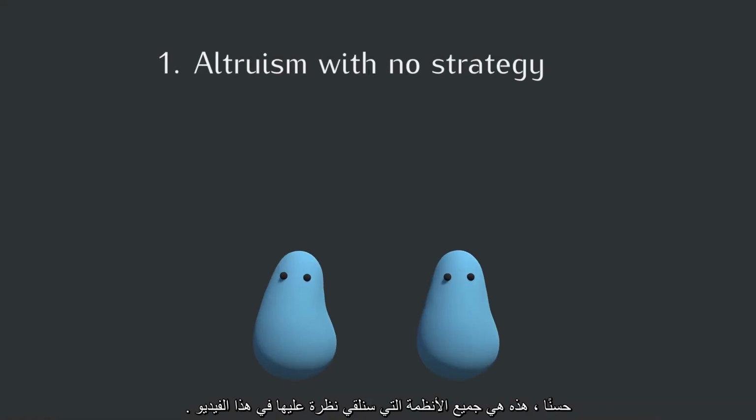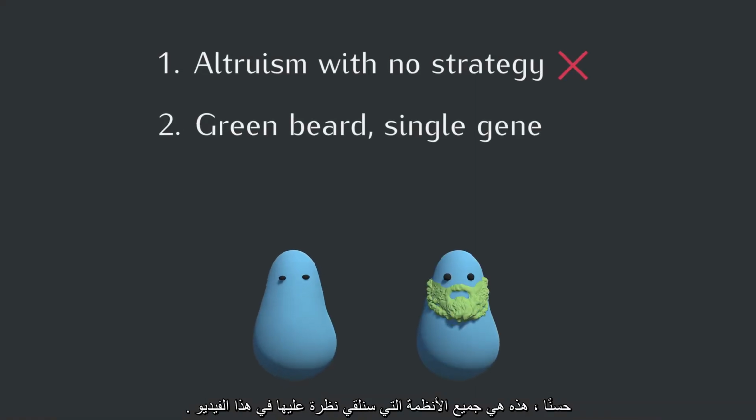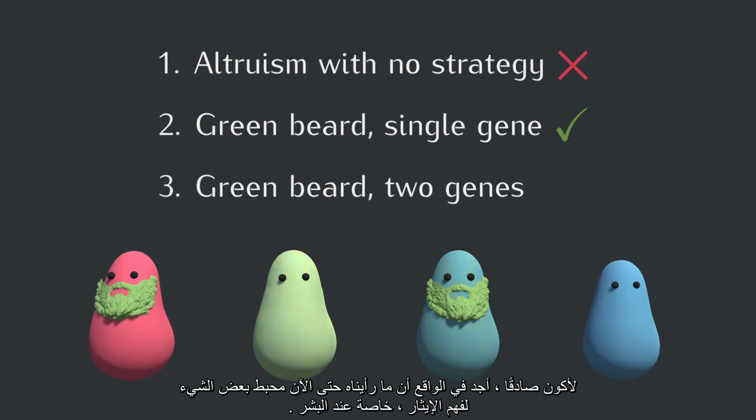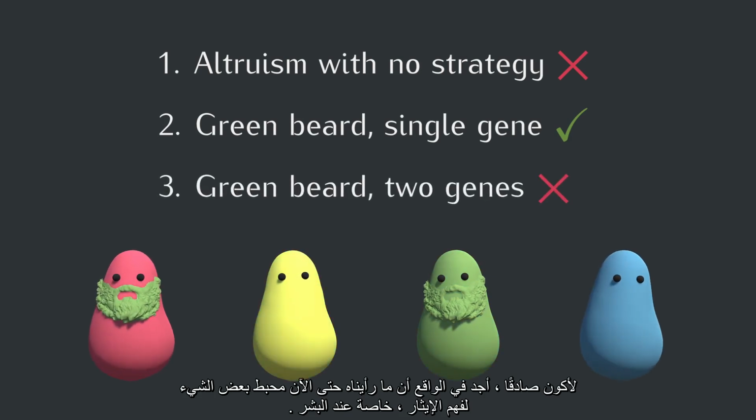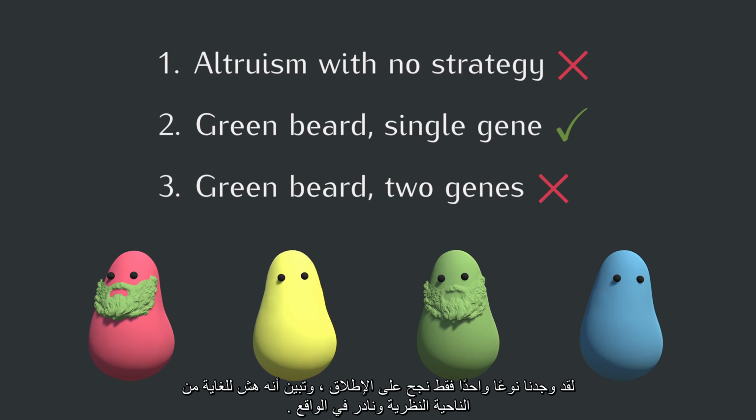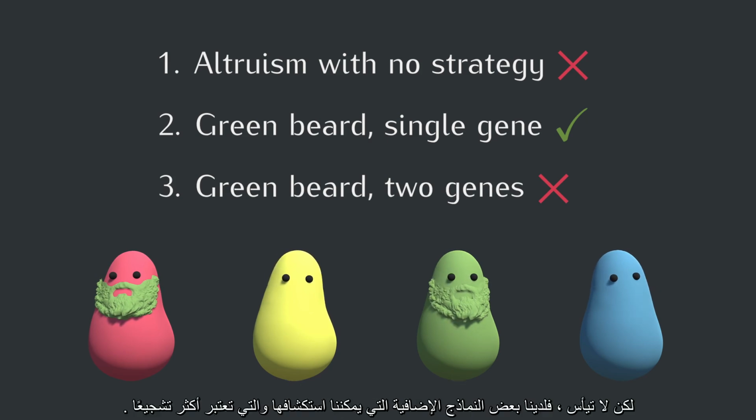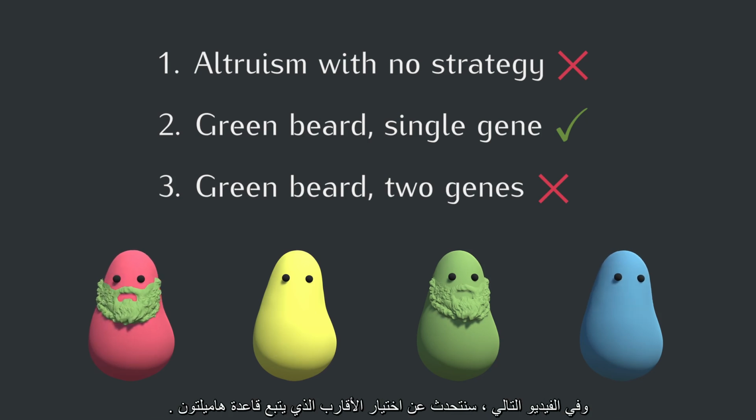Alright, those are all the systems we're going to look at in this video. To be honest, I actually find what we've seen so far to be a bit discouraging for making sense of altruism, especially in humans. We only found one type that worked at all, and it turned out to be really fragile in theory and rare in reality. But don't despair, we have a few more models to explore that are a bit more encouraging. And in the next video, we'll talk about kin selection, which follows Hamilton's rule.